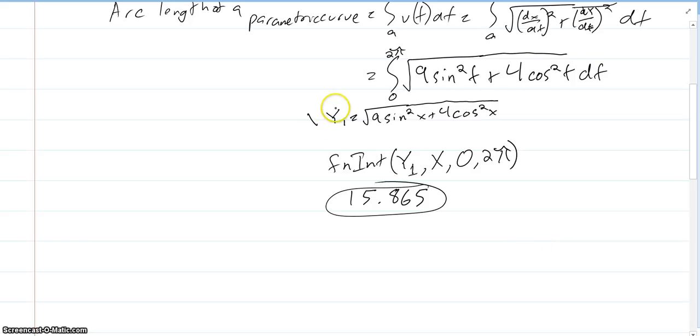The tough part about the calculator is making sure that you put in the y1 value of all this, and make sure you get all your parentheses right, because there's no actual sine squared button. You have to do 9 and then put parentheses around sine x, and square all of sine x, and then do the same thing for cosine. So you gotta make sure all your parentheses line up. Gotta make sure that your y1 is before your x and everything for fnInt, and it should work out. You should get about 15.865.